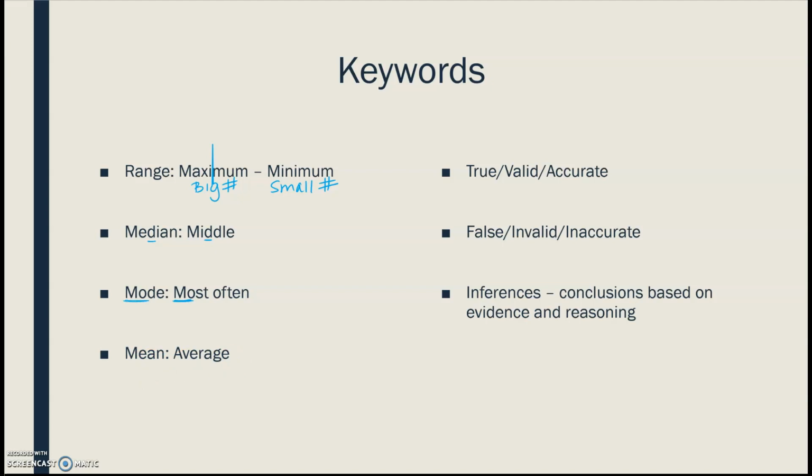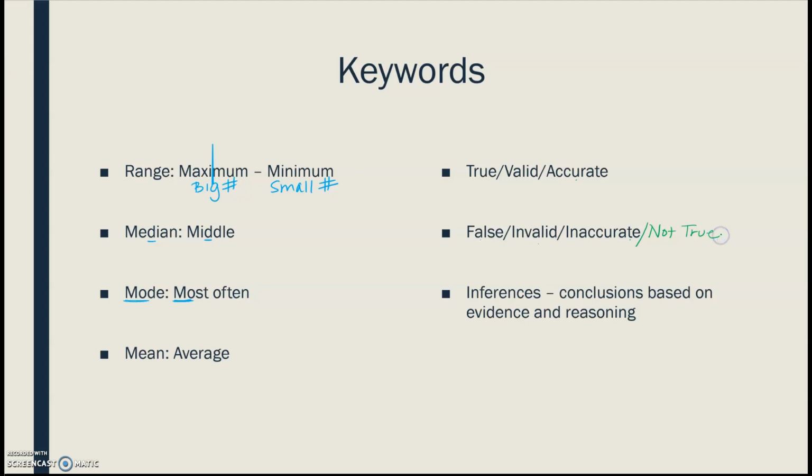It takes a lot of work, but you add all the values up and divide by the number of items. I will go over that. And then over here we have some other keywords. True, valid, and accurate are all synonyms, meaning they mean the same thing. And then we have false, invalid, and inaccurate. Those are things that are not true.